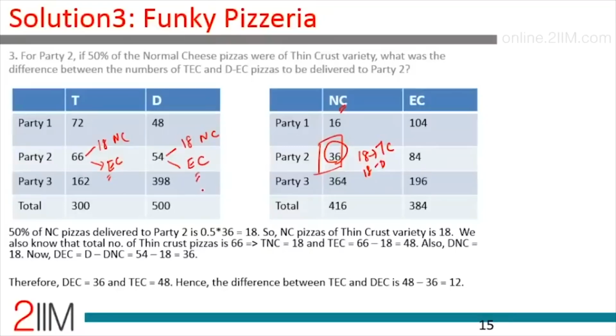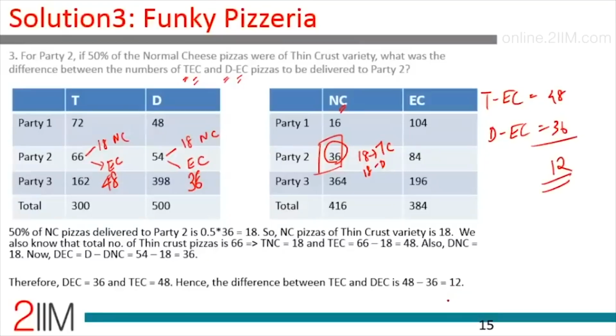The question asks us, what is the difference between the number of thin crust extra cheese and deep dish extra cheese? Thin crust, there are 66 totally. So extra cheese will be 66 minus 18, which is 48. Here 54 totally, 54 minus 18, which is 36. So we have thin crust extra cheese to be 48, deep dish extra cheese to be 36. The difference between these two is 12. That's the answer you're looking for.